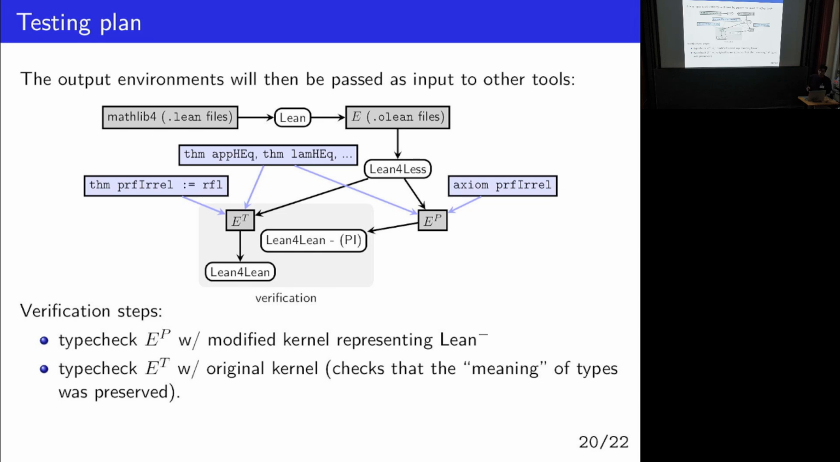Basically, what this will do is make sure that we, for example, didn't just rewrite everything to have the type true. So we'll make sure that the meaning of the types that we translated was not changed as a result of translation. And then, of course, the actual output of Lean4Less will be this patched environment, which we'll be able to use in external tools like translators.